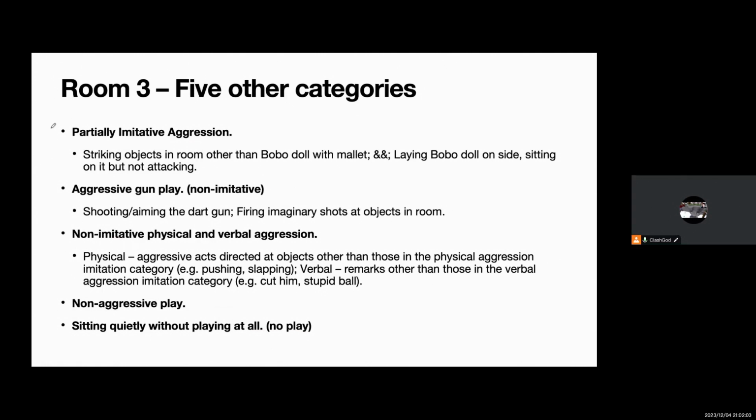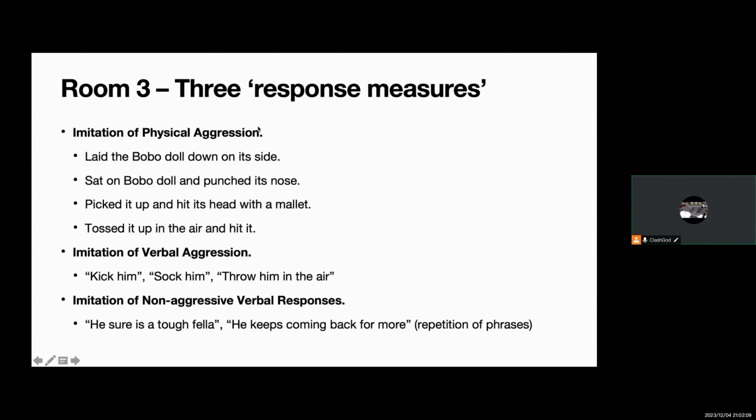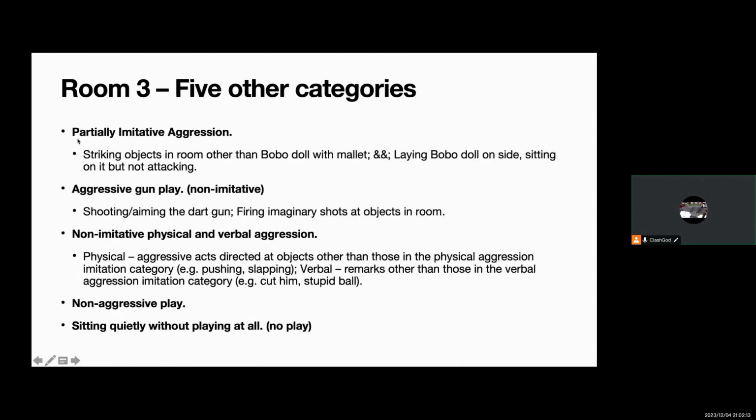The first one is easy to understand. Partially imitative aggression. Before, we took an entire imitation of physical aggression, like hitting the bubble doll. Now we're going to take a look at partial imitative aggression, whether it's verbal or non-verbal. Partially imitative refers to either striking objects in the room other than a bubble doll with a mallet, or laying a ball on it, sitting on it, but not attacking.